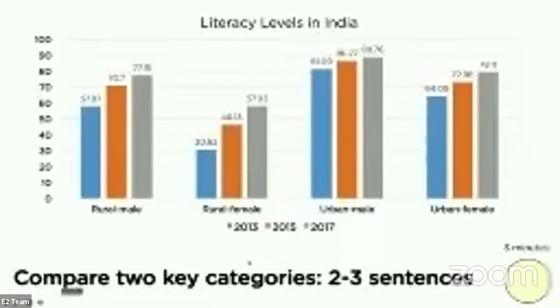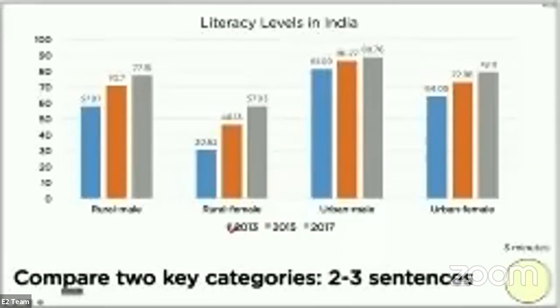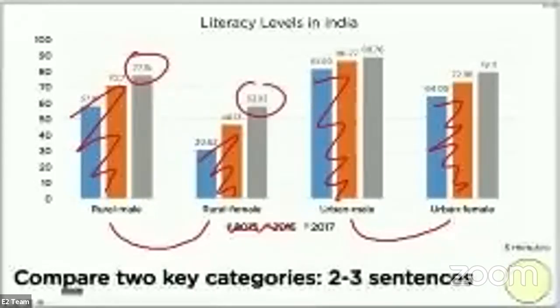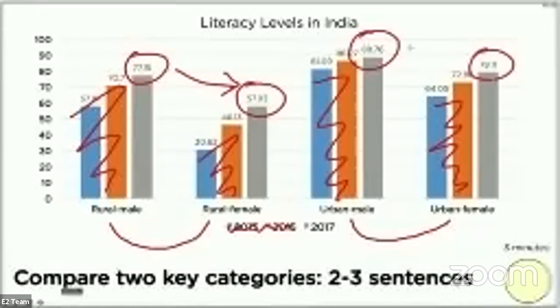So what I did, in fact, was this. I just compared the year 2017. So I didn't talk about any of the blue and orange. All I did was this. I compared rural males with rural females and urban males with urban females. And specifically, I compared this number with this number and this number with this number here. Okay. So I'll read you the paragraph in a second, but I just thought I would just do one paragraph focusing on 2017, comparing rural men and rural women and urban men and urban women.